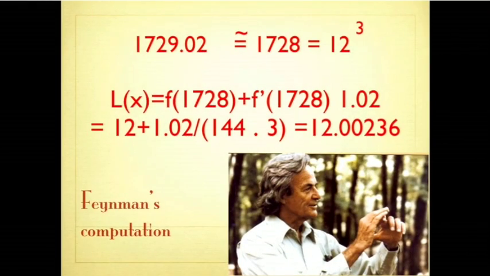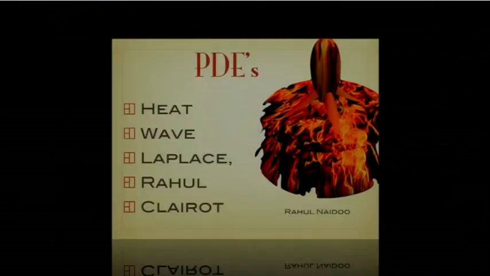So whether the story is true is also not so clear. Feynman was a big showman, but he was lucky that it was close to 1728, which is 12 cubed, and so he could actually do that just using linearization. And so linearization is very important in science. So you should know about that.